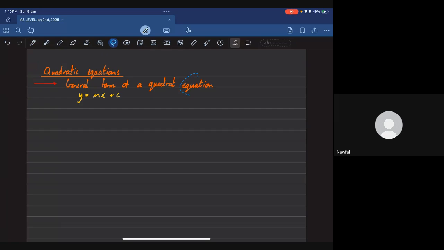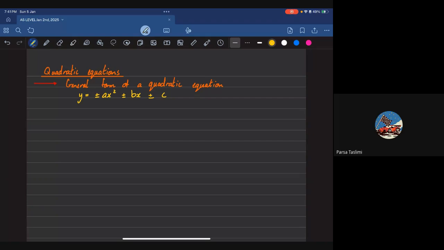So the general form of a quadratic equation is y is equal to ax squared plus minus bx plus minus c. That's your general form of a quadratic equation.